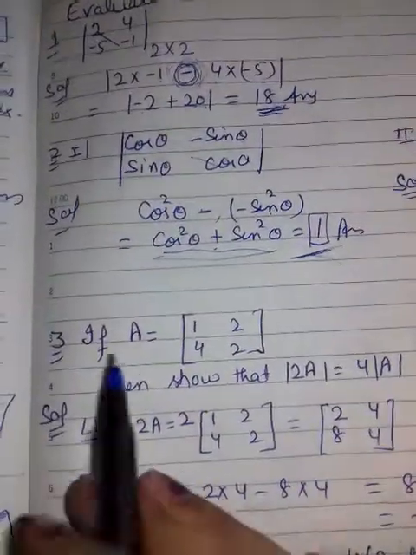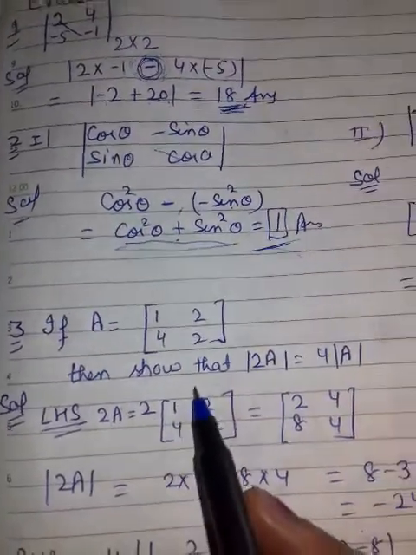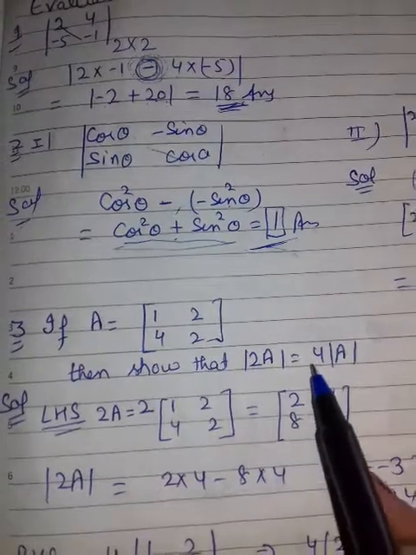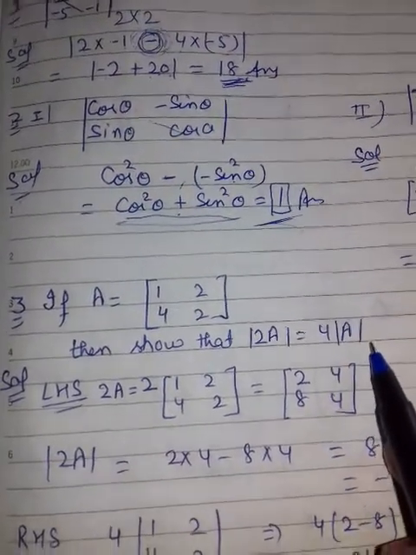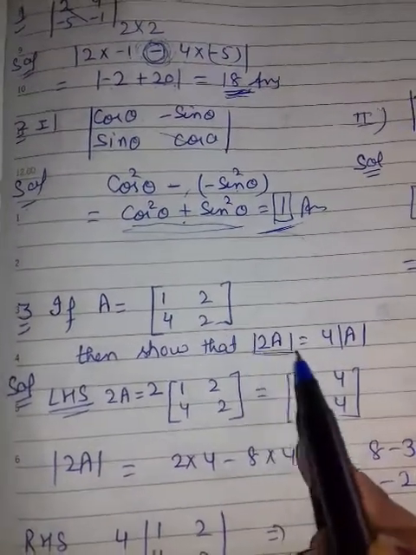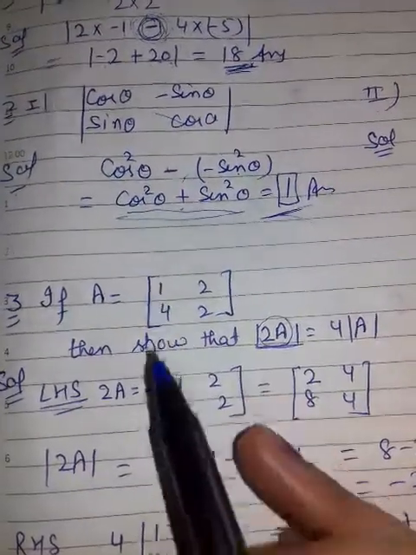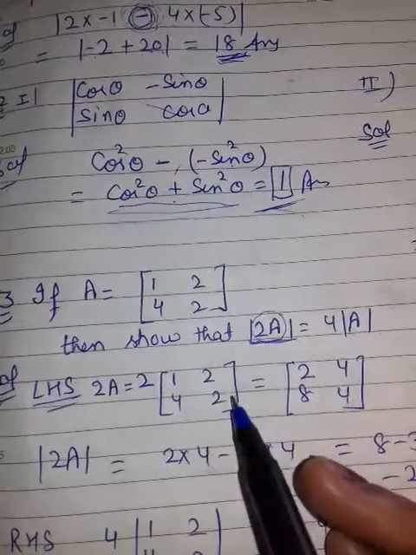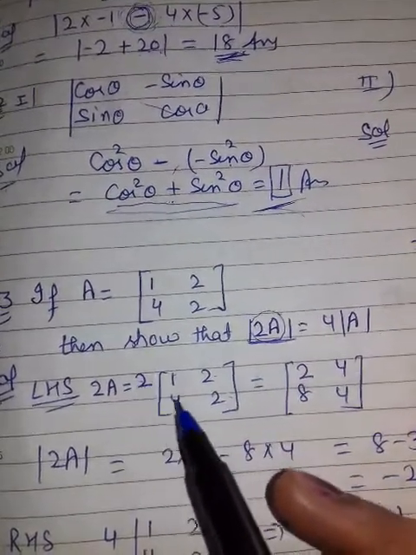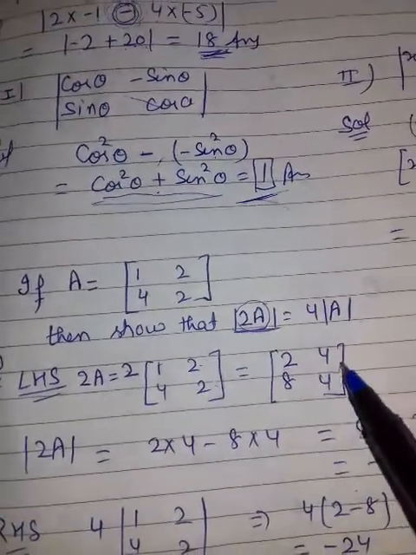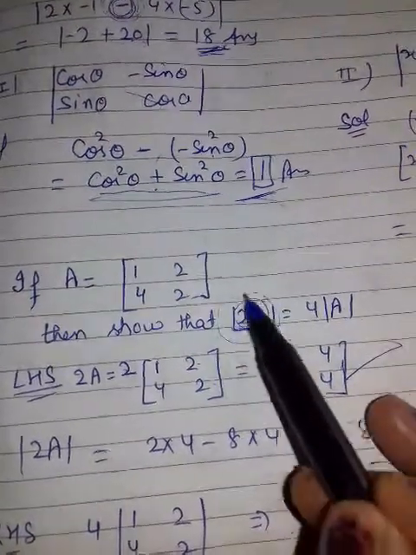Next is, if A is equal to this, then show that determinant of 2A is equal to 4 determinant of A. Firstly we will take the left hand side. You have to multiply 2 with the A. So 2 into A I kept. 2 you will multiply with each element of your matrix. You are getting this. This is your left hand side.